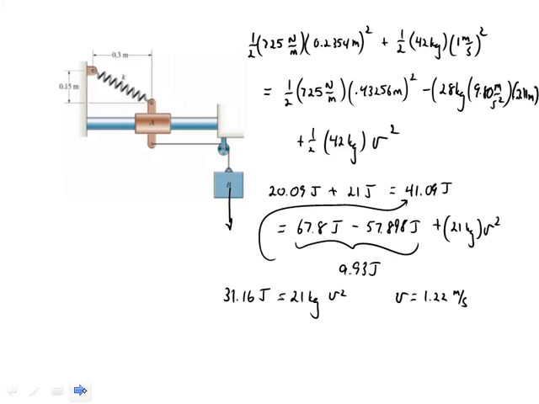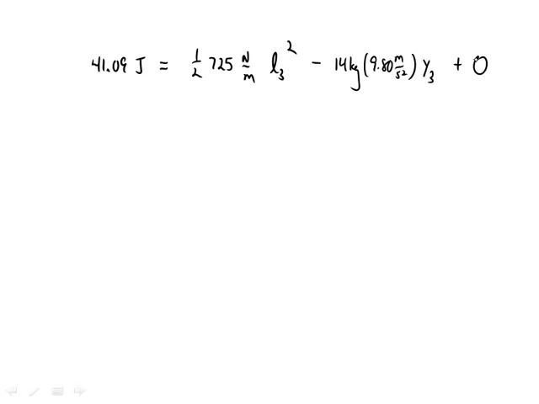My initial situation is still 41.09 joules. That won't change. But then that will equal 1/2 times 725 newtons per meter times L3 squared minus 14 kilograms times 9.80 meters per second squared times Y3 plus the kinetic energies, which are going to be zero because they've stopped. But L3 is this new length here. Now this is going to be 0.3 meters plus Y3. In other words, it started off at 0.3 meters and now it's been pushed to the right by another Y3 meters. And this is going to be 0.15 meters.